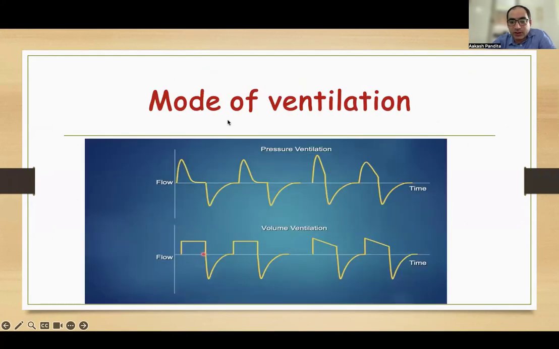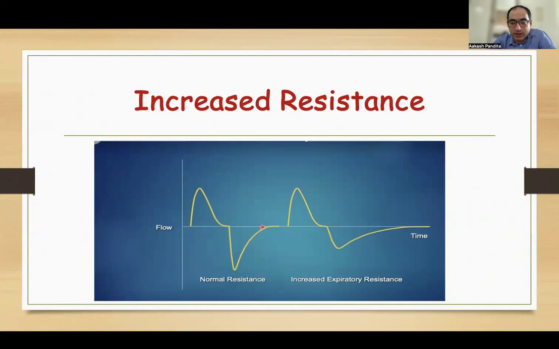So again, this flow time also tells me about the mode of ventilation, whether I'm using a pressure ventilation or a volume ventilation. In volume ventilation, there is always a fixed tidal volume and flow is constant. So we'll always get a square wave. So the inspiration will always be a square wave, whereas in pressure ventilation, it will be a sine wave. So again, we can tell whether it is a pressure ventilation or a volume ventilation.